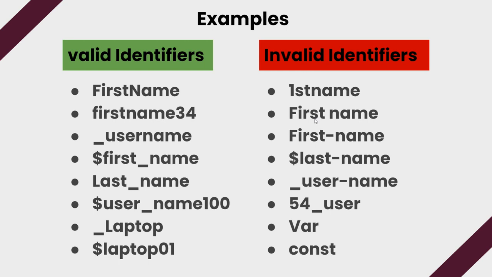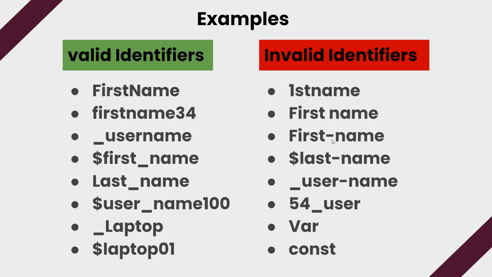Next, we have first name. Now, this looks kind of correct, but here we have a space in between the first and the name. And as I said before, spaces are not allowed. So to correct this, you would push the two of them together and not have a space here. This is wrong.